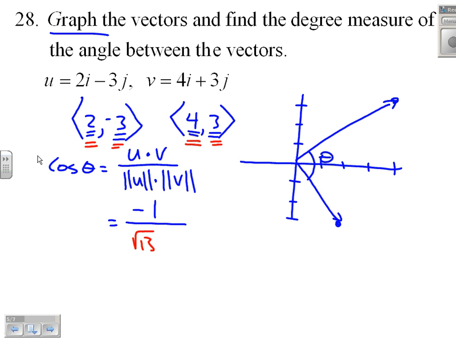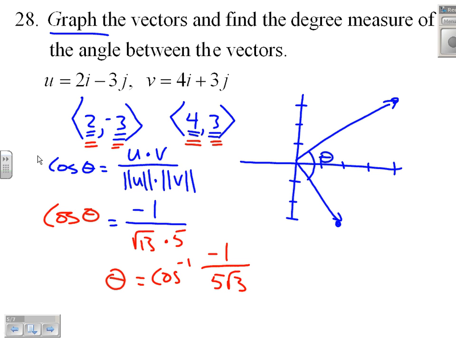16 and 9, root 25, 5, or a 3, 4, 5 right triangle. So I end up with theta equals cosine inverse of negative 1 on 5 root 3. And I believe we end up with 93.18 degrees when we go to calculator on that, which pretty well confirms what I'm seeing here. We're somewhere close to 90 degrees.